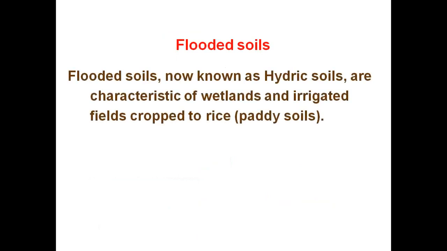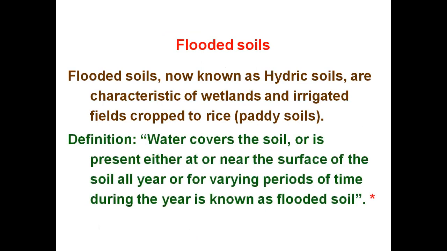Flooded soils, now known as hydric soils, are characteristic of wetlands and irrigated field crops such as rice, or these are also said to be paddy soils. If we see the definition of flooded soils, when water covers the soil or is present either at or near the surface of the soil all year or for varying periods of time during the year, then these soils are said to be flooded soils.